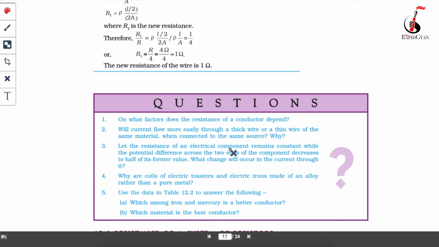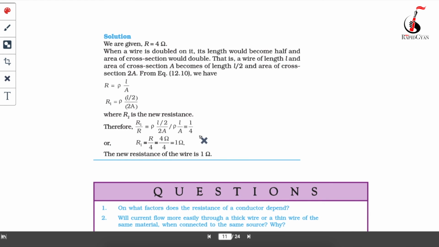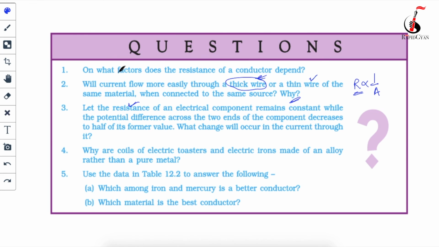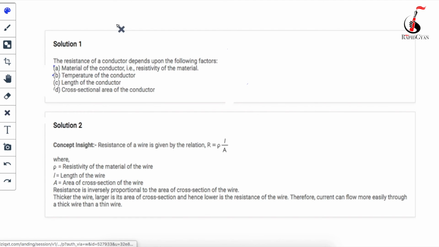Hope you guys understand this. So here is your answer: your new resistance is 1 ohm. Okay, so let's go and solve these questions. First question is, on what factors does the resistance of a conductor depend? I have told you it's on the material, temperature, length and area. So here I have written the answer: it depends upon the material, temperature, length and cross sectional area.